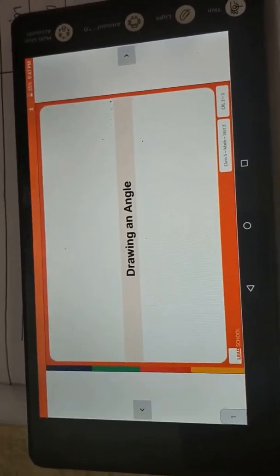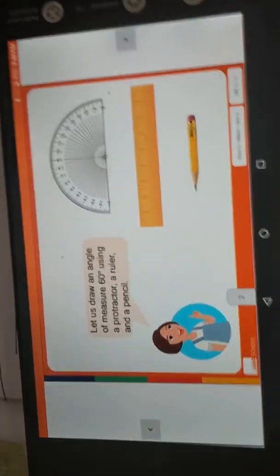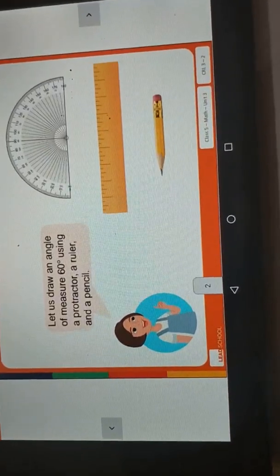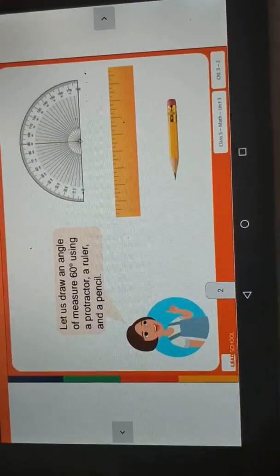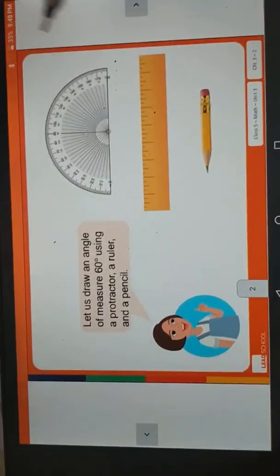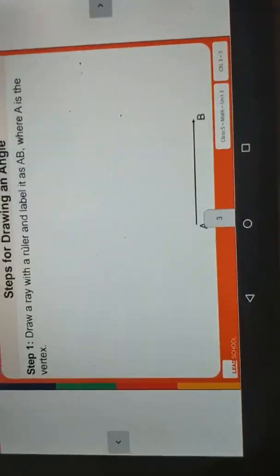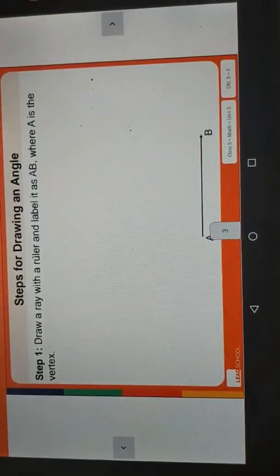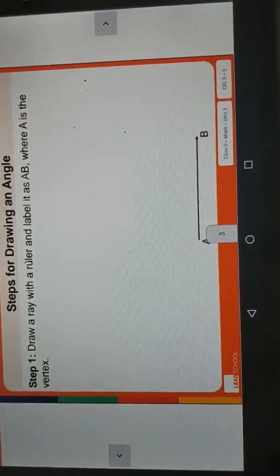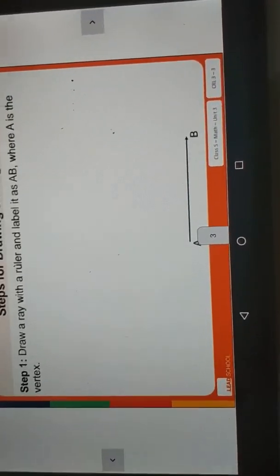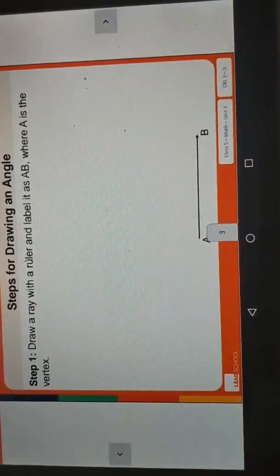Drawing angles. So how to draw the angles? So students, let's draw an angle of measure 60 degrees using a protractor, a ruler and a pencil. Here is a protractor, this one is a ruler and this is a pencil. Now students, what do we have to do? Draw a ray with a ruler and label it as AB, where A is the vertex.